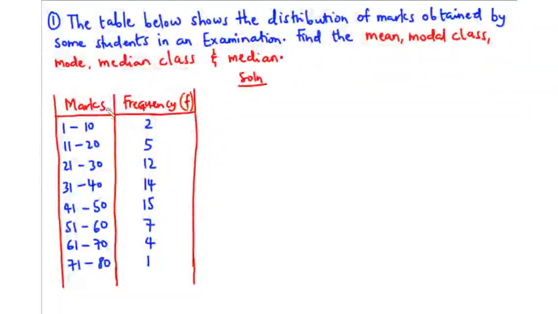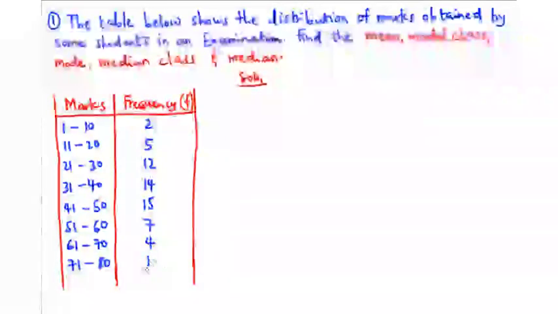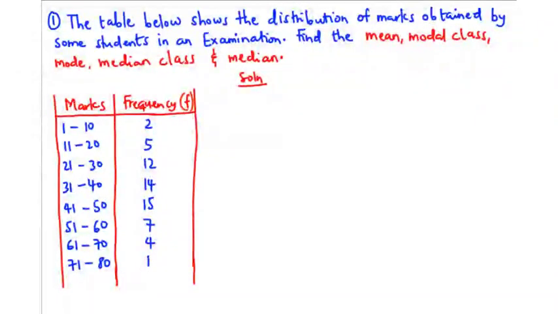So here we have the marks, that is the mark interval, and we also have the frequency, that is the number of times that numbers from a particular interval occurs. So for instance, between 1 and 10 we have 2 occurrences. Between 21 and 30 we have 12 occurrences. Between 51 and 60 we have 7 occurrences. And between 71 and 80 we have only 1 occurrence. Now we are going to find the mean, modal class, mode, median class, and the median.